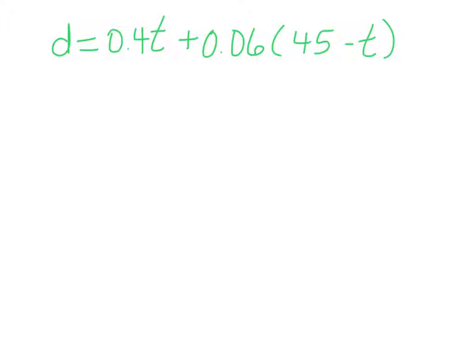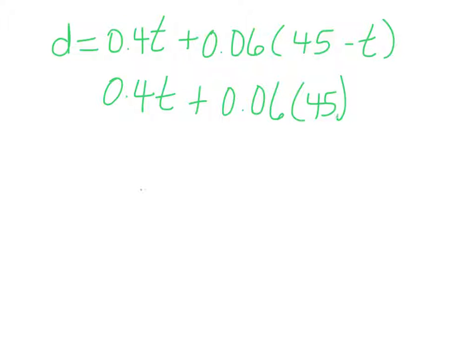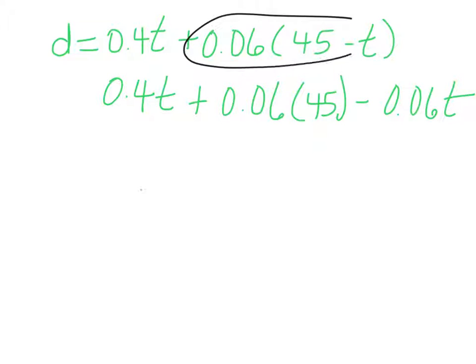So I rewrote it up here on a new screen so I'd have more room. Again, distance equals 0.4 times t plus 0.06 times the 45 minutes that it was given to us minus t. I used the distributive property to multiply out this part. So I distributed this part out.